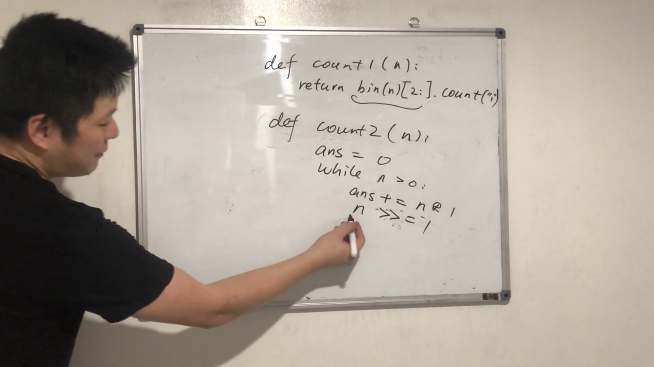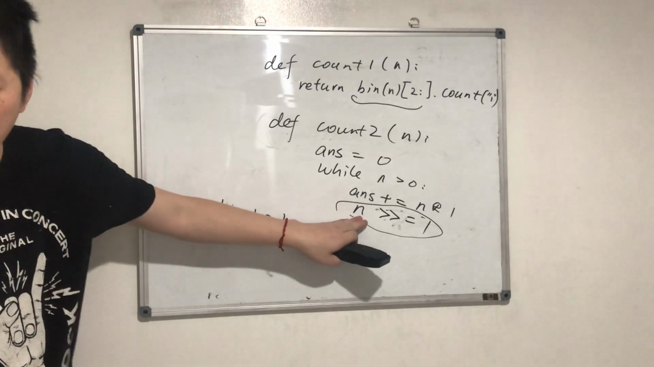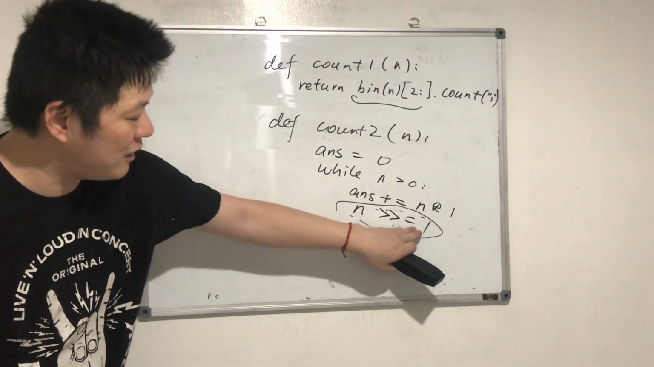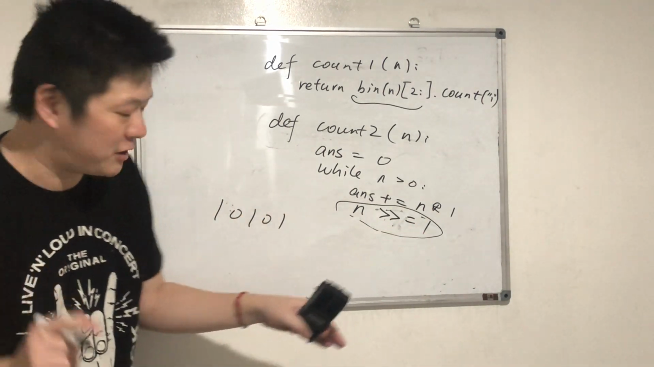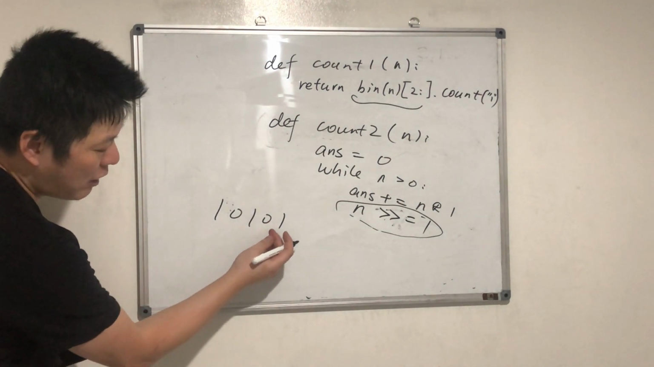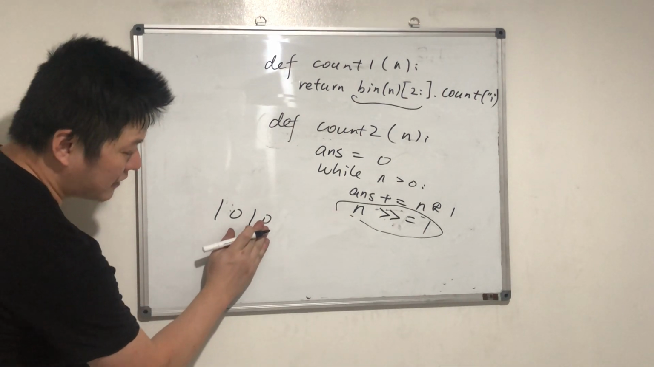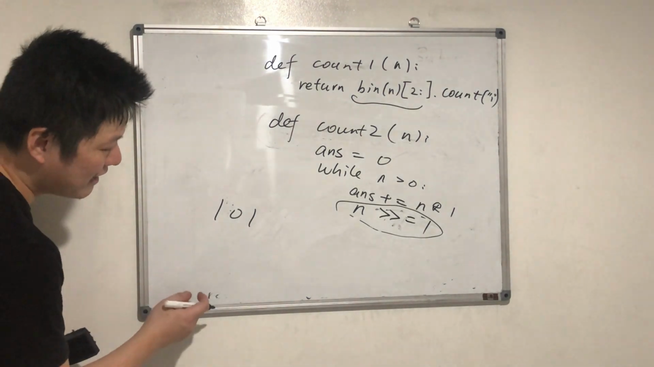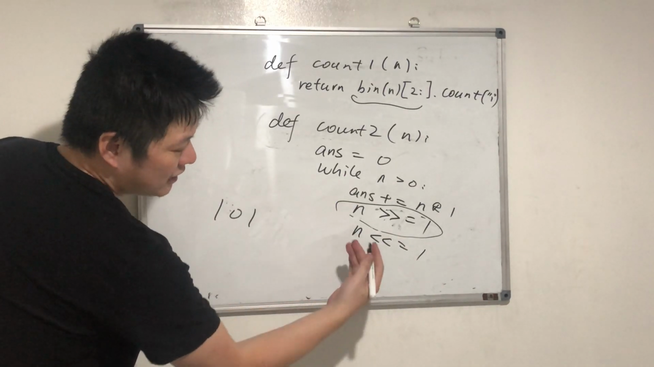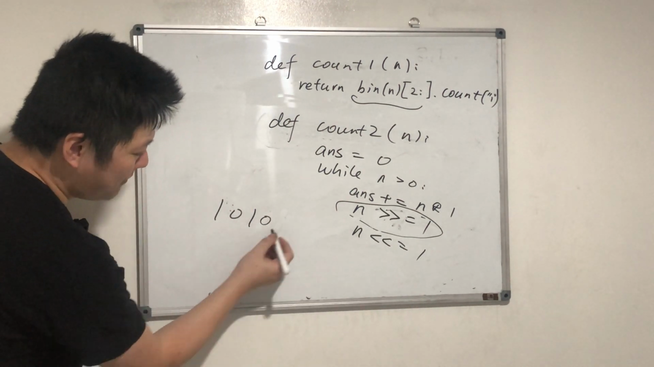So look, what does this mean? Say 1, 0, 1, 0, 1. When you do n shift equals 1, you shift to the right by 1 position. What happened? The rightmost 1 is gone. Then it becomes that. You shift 1 more, and the last 0 is gone. And if it goes the opposite way, shifting to the left, you put a 0 at the end, and do it one more time, put a 0 again.